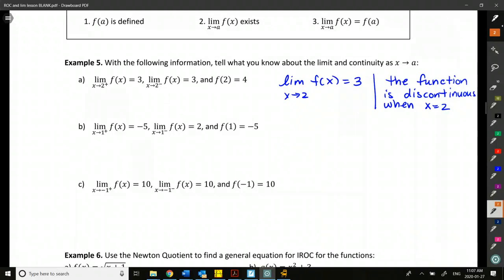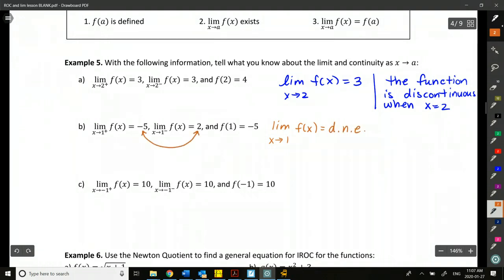Can somebody tell me what we know about the limit in the next one? Does not exist. Why? Perfect. So the left limit and the right limit exist, but they're not equal. That's a problem. So the limit as we're approaching that particular x value doesn't exist. What do we know about continuity when x equals 1? Is the function continuous when x equals 1 or discontinuous?